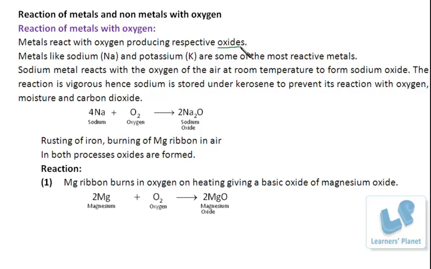Metals like sodium and potassium are some of the most reactive metals. Though they are very soft, they are the exceptions. We have discussed that metals are hard, sonorous and lustrous. But sodium and potassium are exceptions. They are soft metals and they can be cut with a knife.